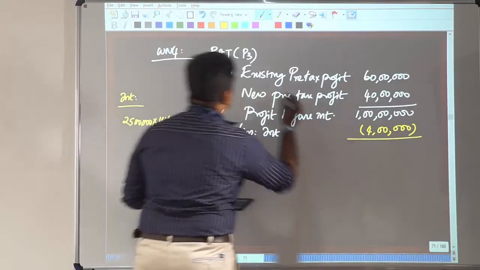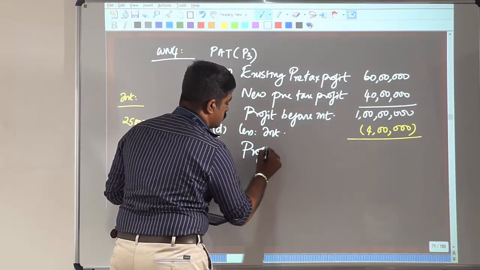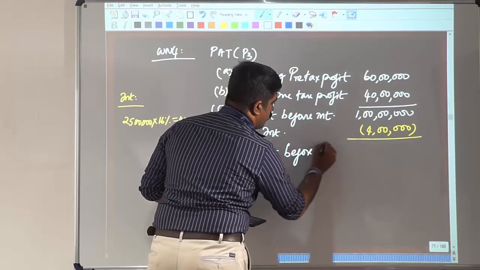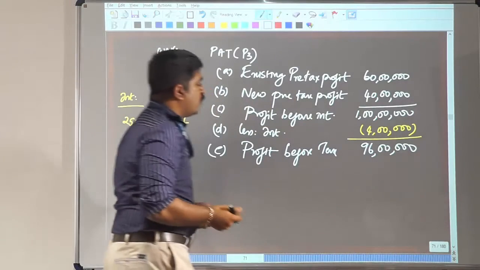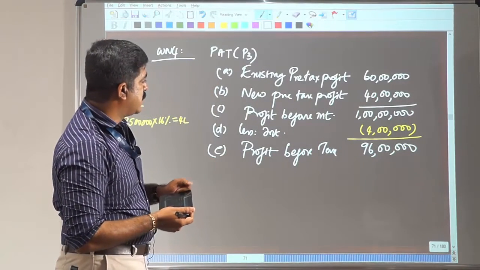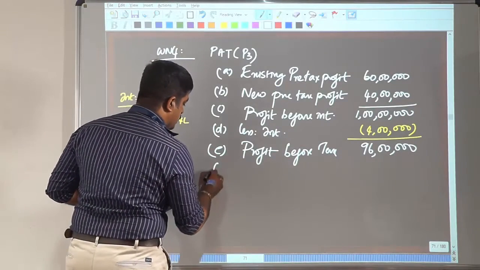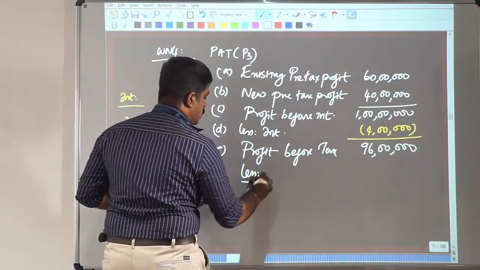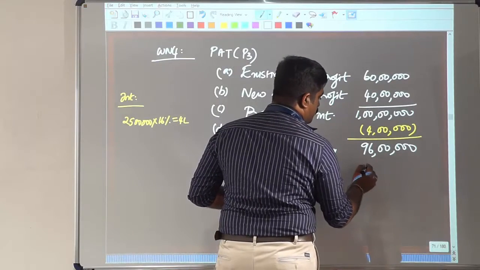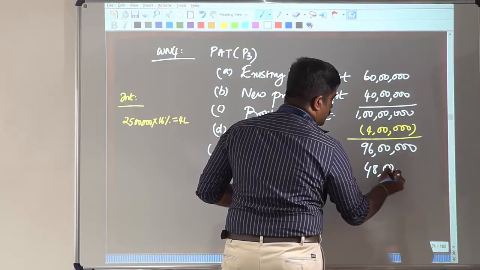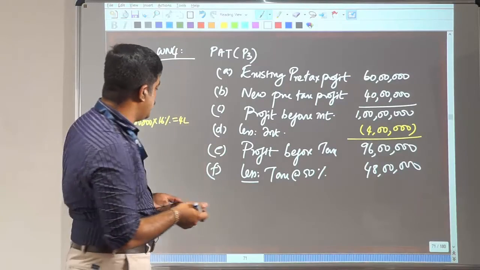Let us subtract that. So what we have here is 96 lakh, and let me use the term correctly. It is profit before tax. It is going to be 96 lakh. And if I pay tax on it, less tax at 50%, it is going to be, let's say, 48 lakh. On 96, if I pay tax, it is going to be 48.